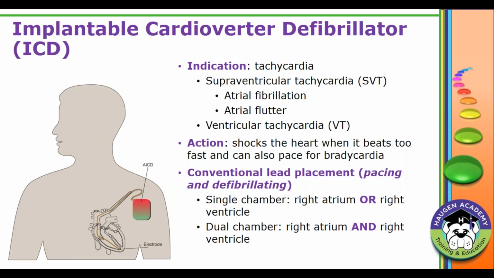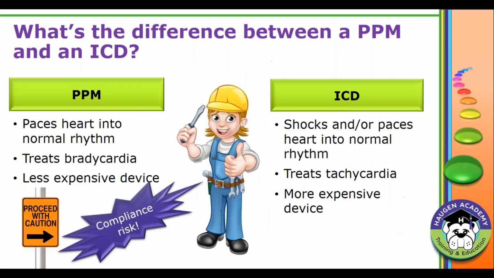And again, same thing as the pacemaker. An ICD conventional lead placement is either a single or dual chamber, but you may notice multiple leads going to a single heart chamber. And the leads have different capabilities. They either have sensing, pacing capability, or they have defibrillator capability. So you may see one or more leads going to either the right atrium or ventricle, and that would be a single chamber. And if it's in both the right atrium and right ventricle, then it's a dual chamber device.